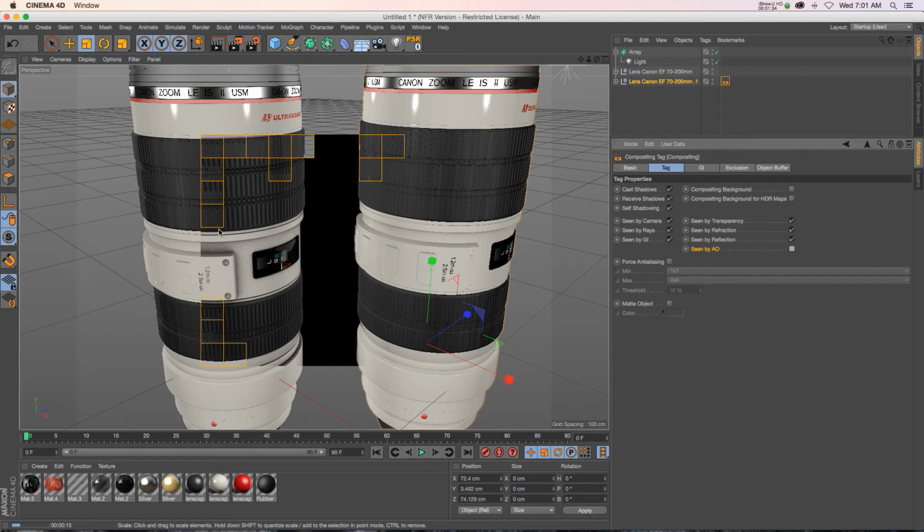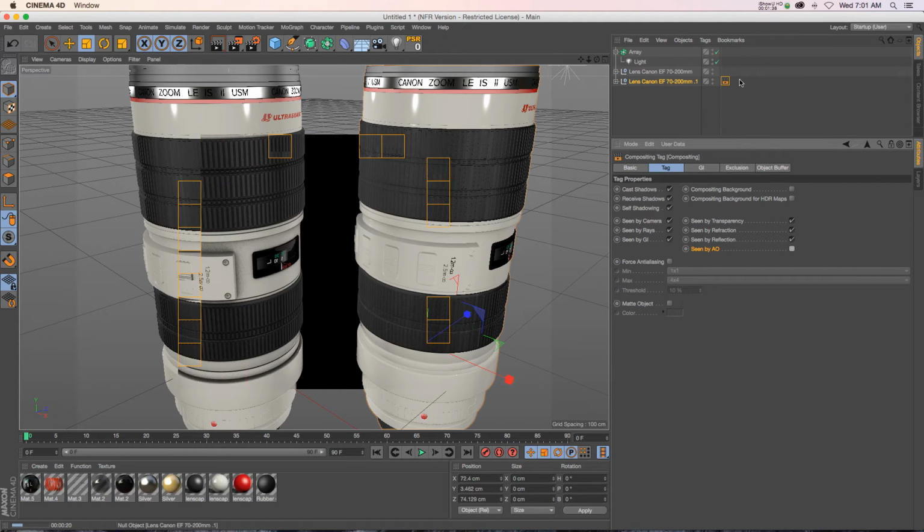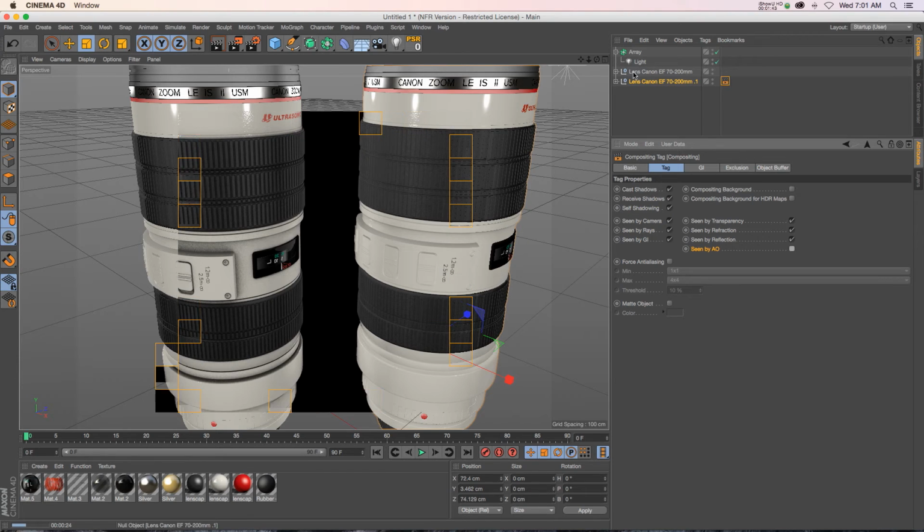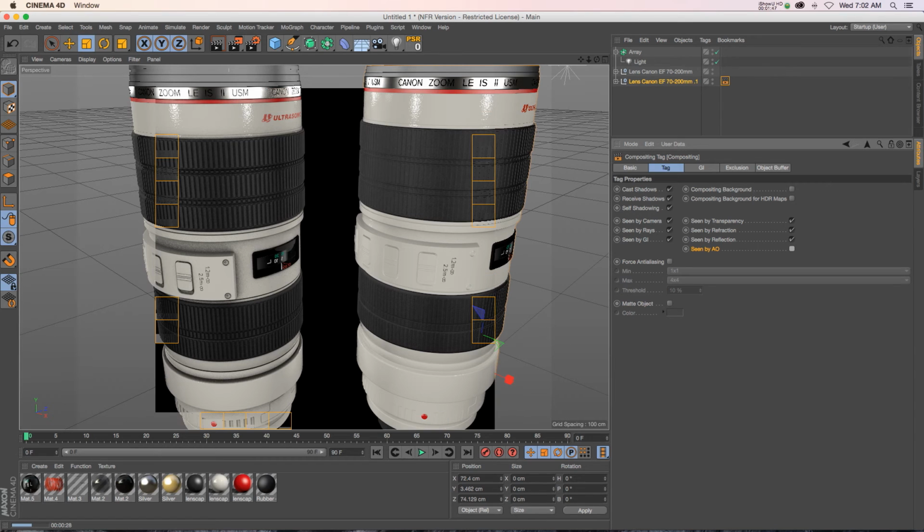So you can see that the one on the left has AO and the one on the right does not. So this is actually a much easier way to have control over your ambient occlusion and what models in your scene have it. So really great tip by Evan Alexander.